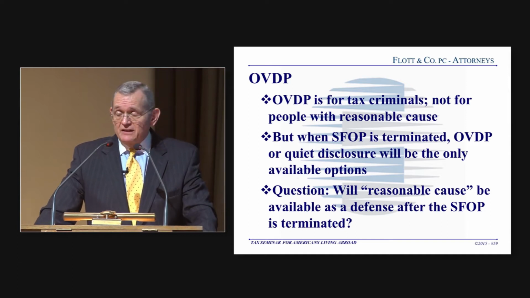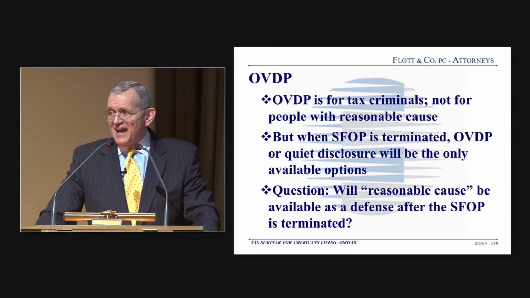Currently, the penalty in the OVDP is 50% of the high balance. Before June last year, it was only 27.5%.